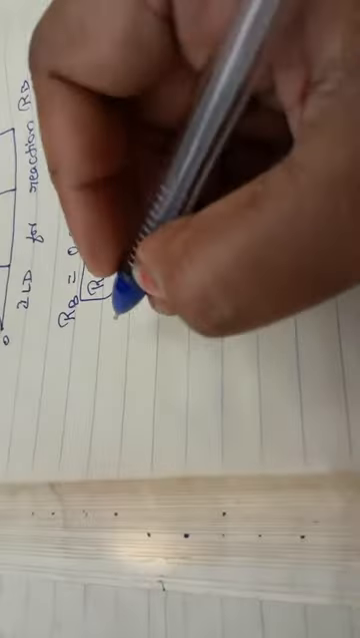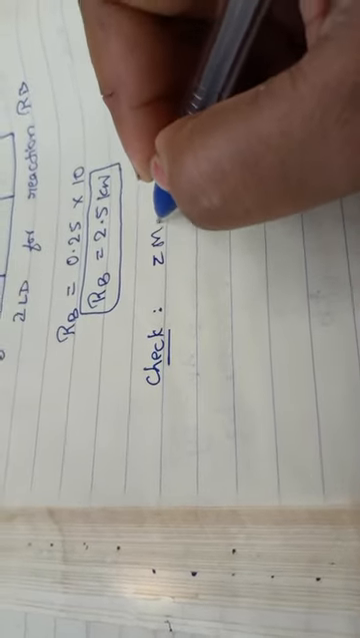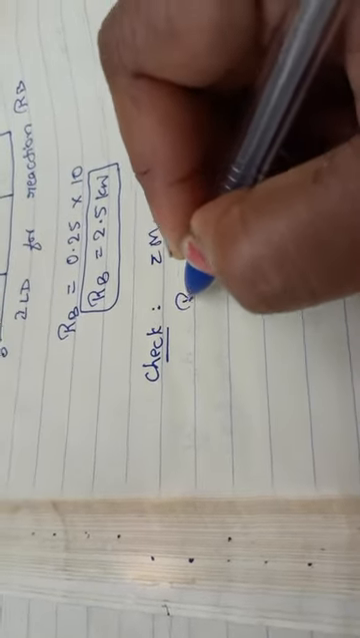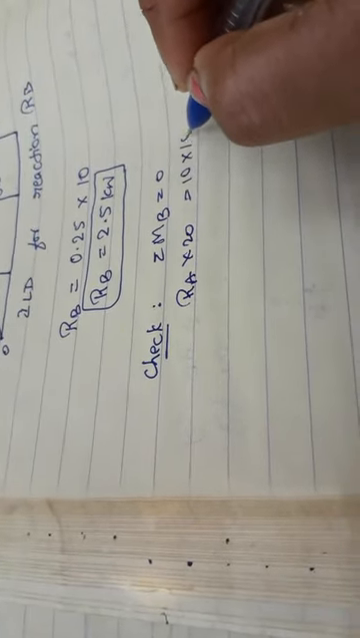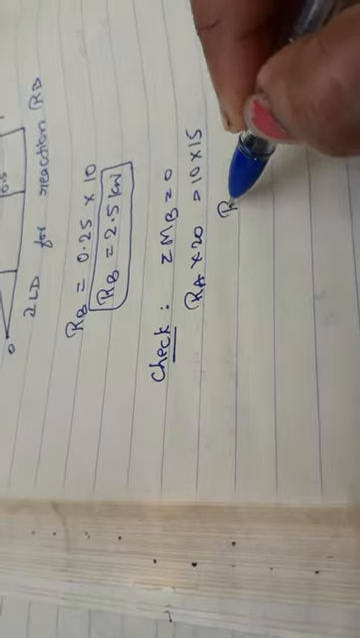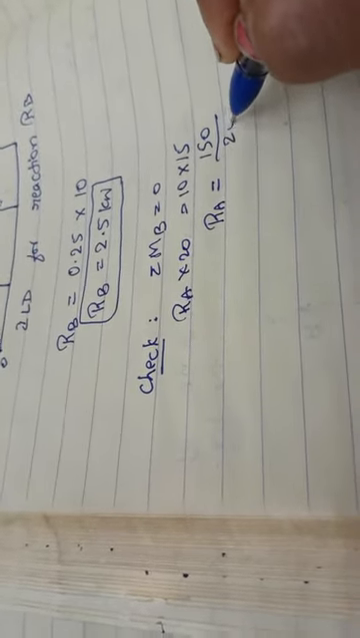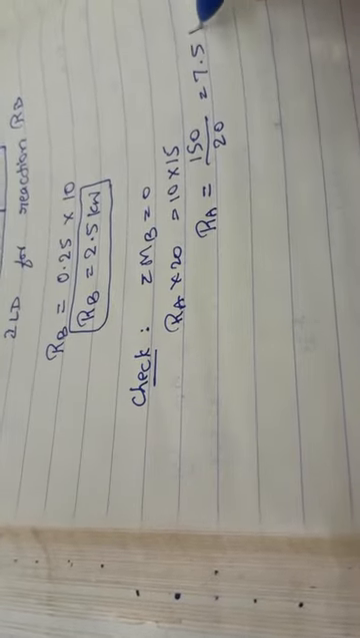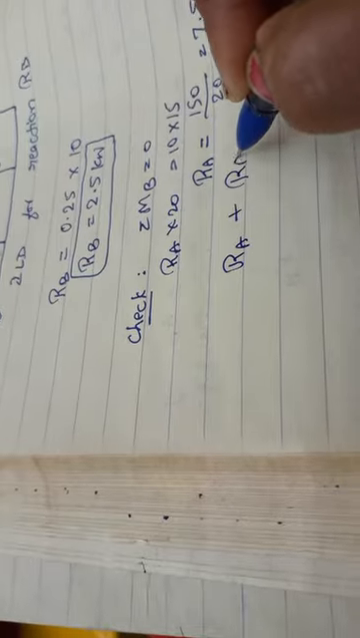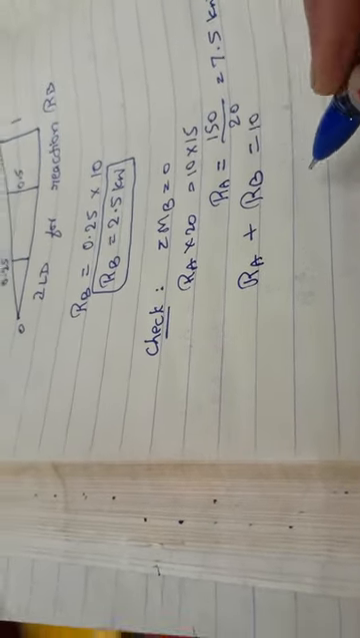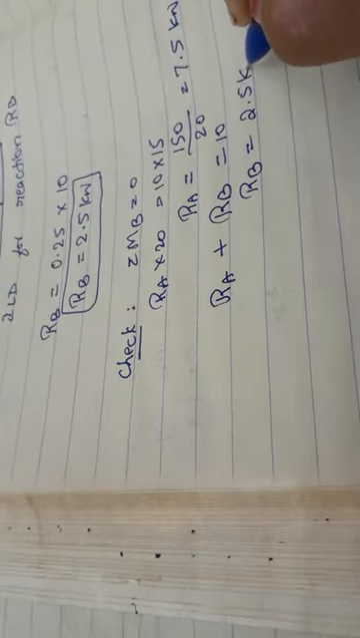So, for a cross check, if I write sigma MB is equal to 0, then RA into 20 is equal to 10 into 15. Therefore, RA is equal to 150 by 20, which is 7.5 kilonewton. And we have RA plus RB is equal to total load, from which we get RB is equal to 2.5 kilonewton.